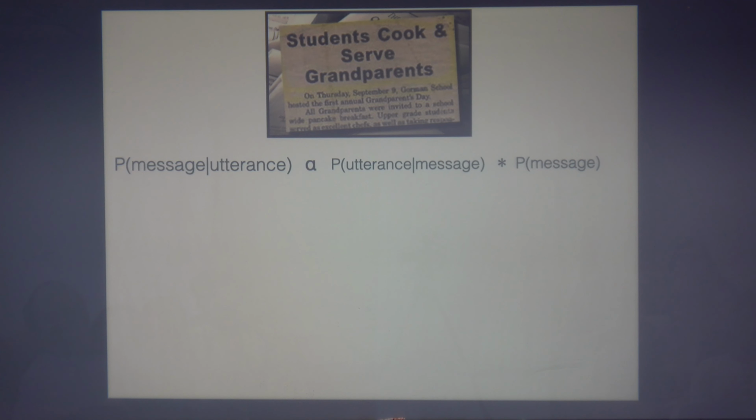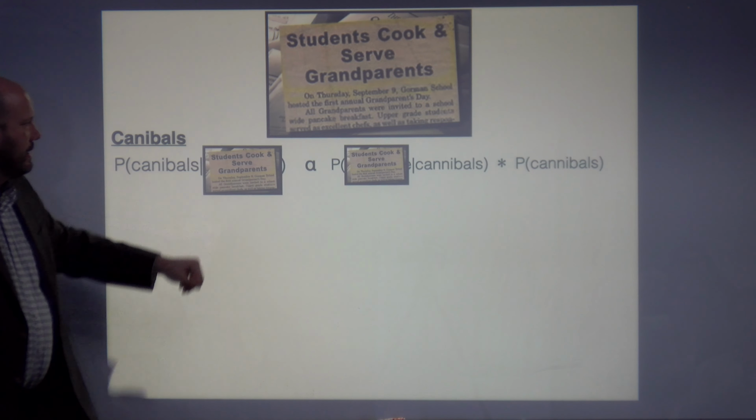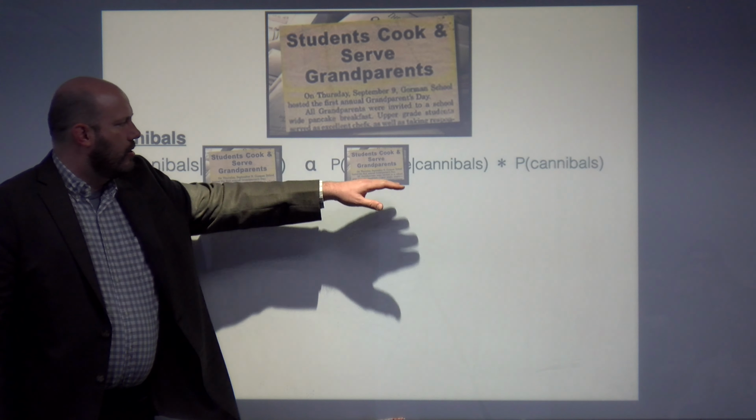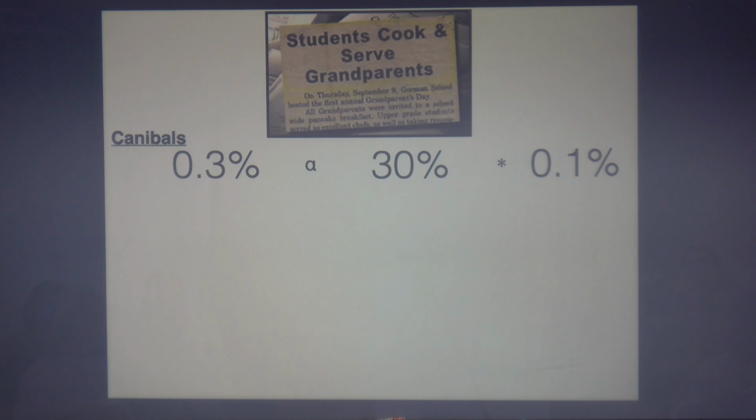So let's think about students cook and serve grandparents, right? One possible interpretation is there are cannibalistic students out there. And so probably the message is about cannibals. Given that this was the message, what is the probability that this is the article you would see if there were cannibalistic students out there? And let's say maybe it's like 30% probability. I don't know. But the prior probability of cannibalistic students is quite low. It is probably an overestimate. And so altogether, we think there's a 0.3, so unnormalized 0.3% probability that students are eating their grandparents.